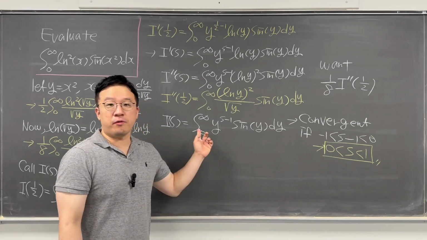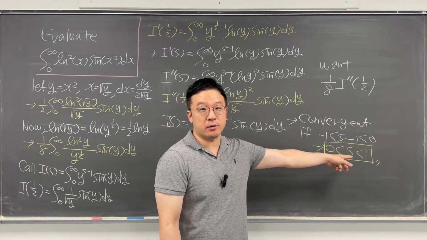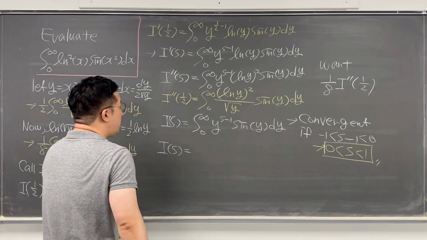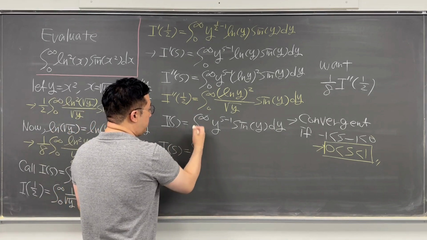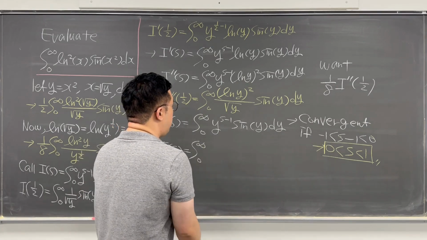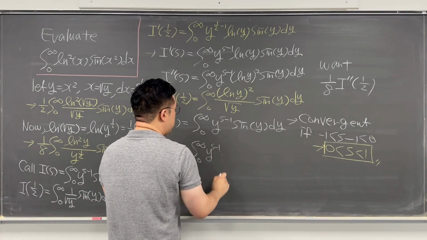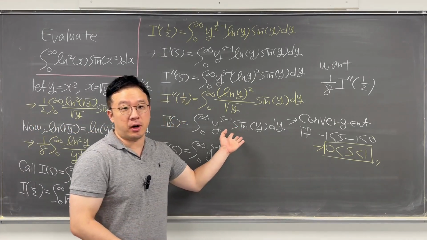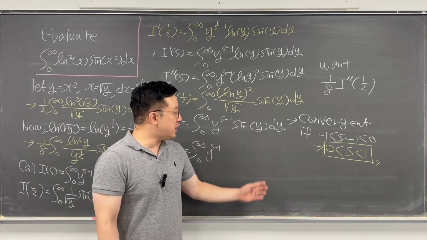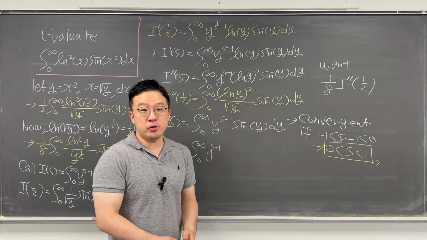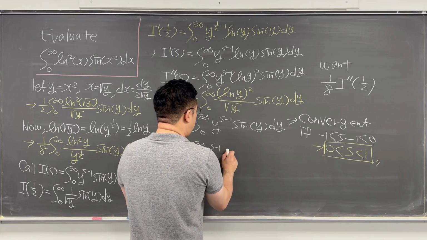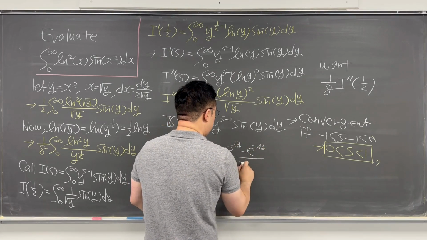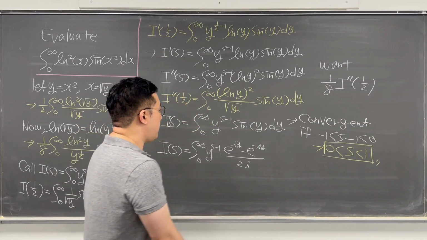Then at the same time, 1 over 2 is right in the middle between 0 and 1, right? So that's why now this I of s. I of s is now the integral from 0 to infinity, and we have y to the power of s minus 1, times, we can actually work with complex analysis to rewrite the sine of y part: e to the power of iy minus e to the power of negative iy over 2i, right? So e to the power of iy minus e to the power of negative iy over 2i. And of course, we have dy.